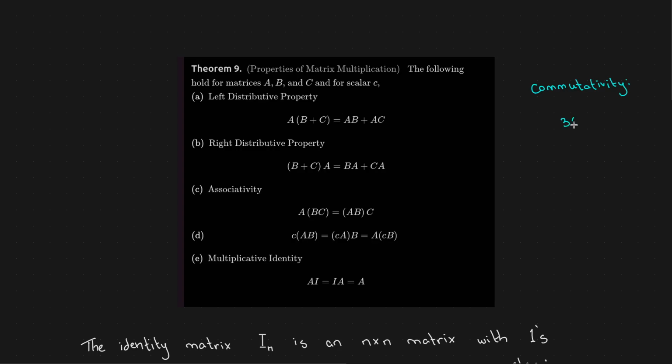So 3 times 2 is the same as 2 times 3. When we're multiplying real numbers, we have commutativity. It doesn't matter if I write it as 3 times 2 or 2 times 3, it's the same thing. It turns out that we do not have this property with matrix multiplication.